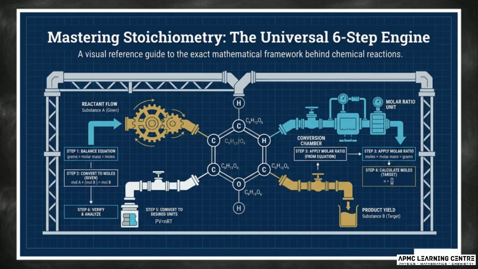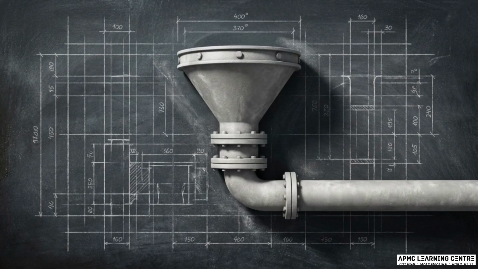By moving from the cyan inputs on the left to the gold outputs on the right, this framework solves stoichiometry problems through a repeatable sequence. Stoichiometry is the mathematics of the chemical recipe. It provides a rigid blueprint for taking raw data and pushing it through one unbreakable pipeline.